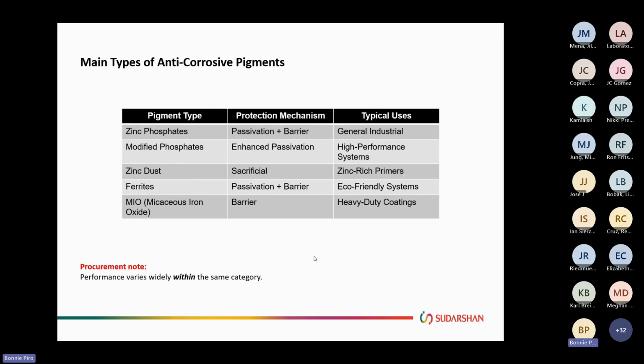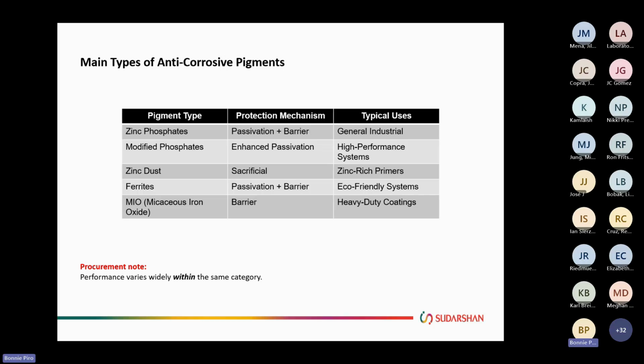So there are a number of types of anti-corrosive pigments. So I just pulled out the most generic types in there. Also give you a view of what type of mechanism they will provide and where they typically are used. So for example, I mentioned zinc phosphates. They provide both passivation and a barrier mechanism to the formulation. And we see those in all kinds of general industrial type application areas.